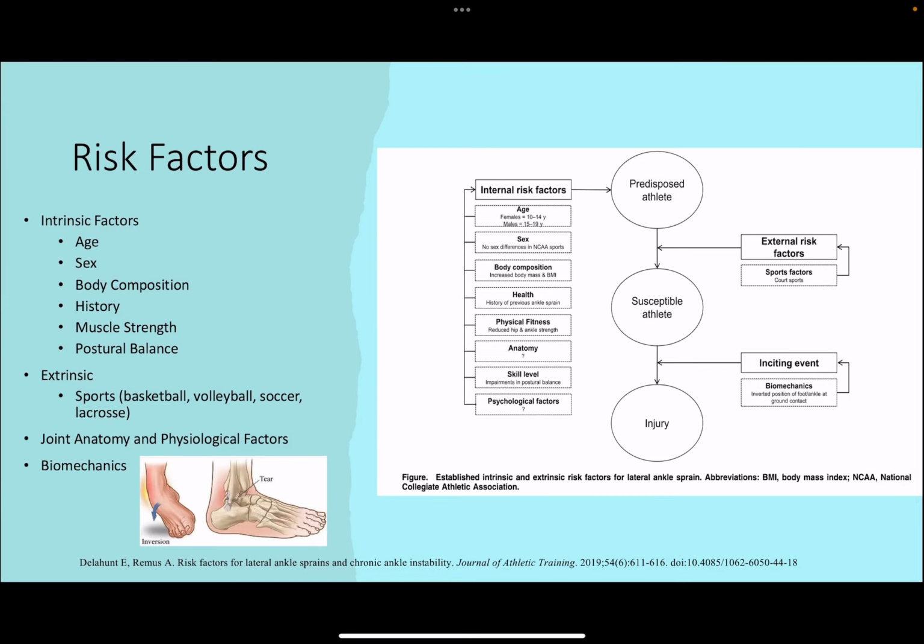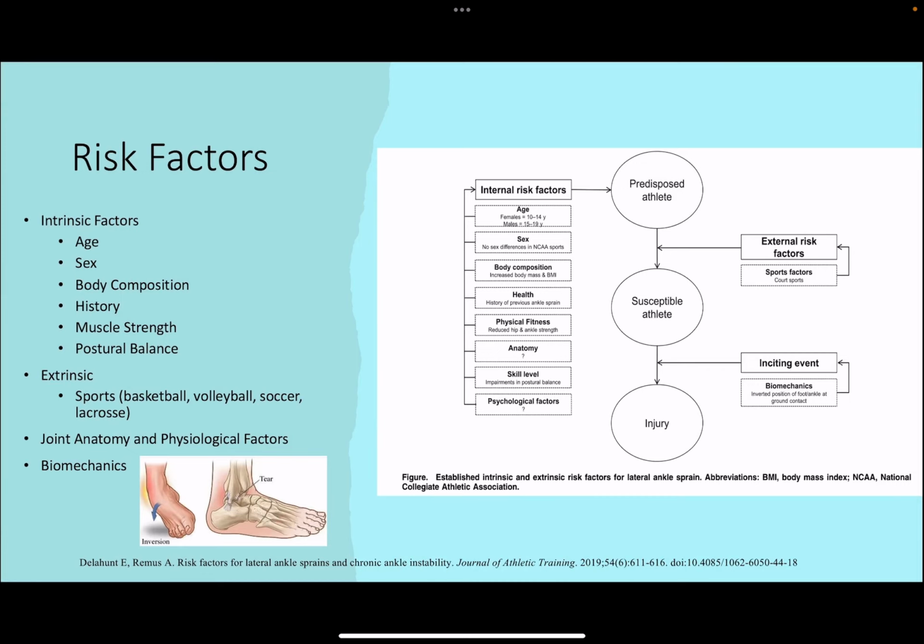And then the last one for intrinsic factors was postural balance. And they just found that impairments of posture and balance increase the risk of lateral ankle sprains. So you'll see later in this presentation that when they're doing rehab and stuff, they incorporate balance exercises.